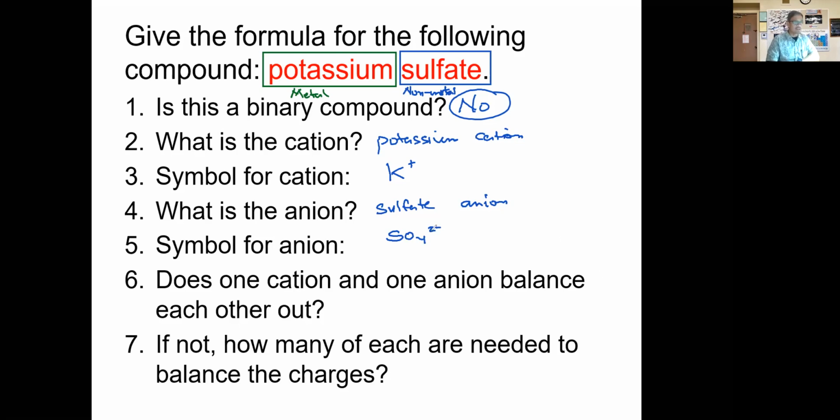So what you want to do is treat this as a single unit. When you balance it out, you want to treat it as a single unit, and that's where I'm going to start. So let's take a look at this. Let's imagine that we have potassium, and I'm just going to call sulfate right now the X.